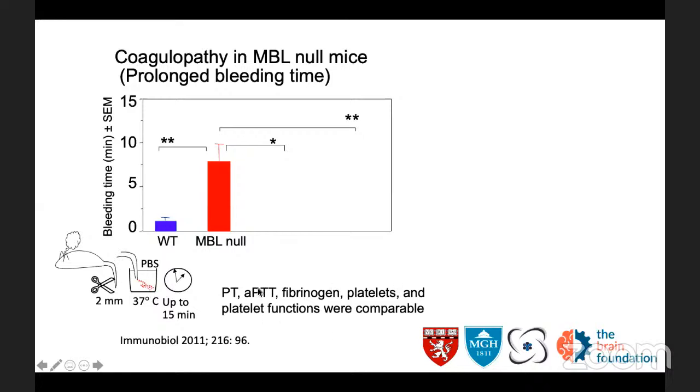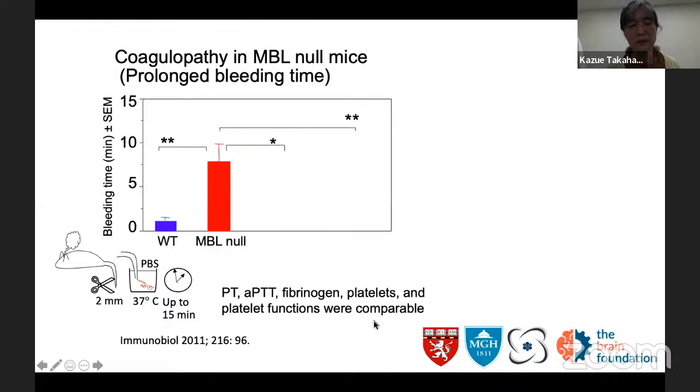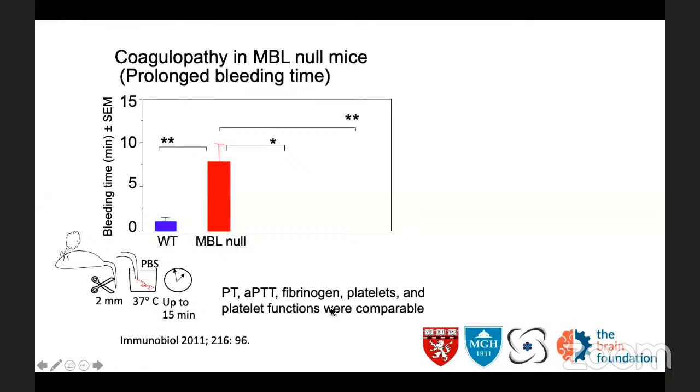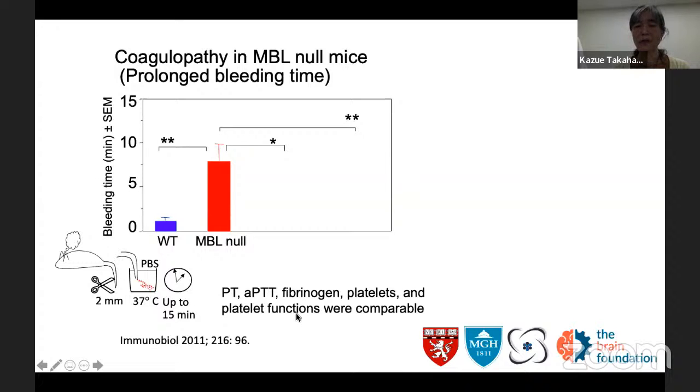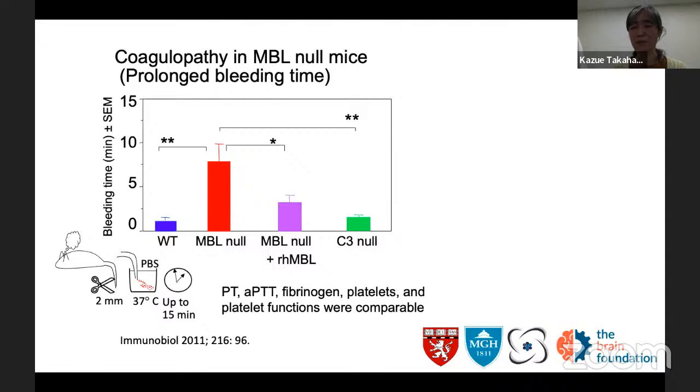And at this time, we wanted to make sure the other coagulation factors are not altered in these mice. As far as we looked, platelet numbers and platelet functions were comparable to wild type. And more so, when we pretreated these Mbl null mice with recombinant human Mbl, the phenotype went back. So we could say this prolonged bleeding time was due to lack of Mbl. And C3, now by the time we had these mice, people started saying, oh, Mbl is a complement protein, but this result shows this prolonged bleeding time was C3 independent.